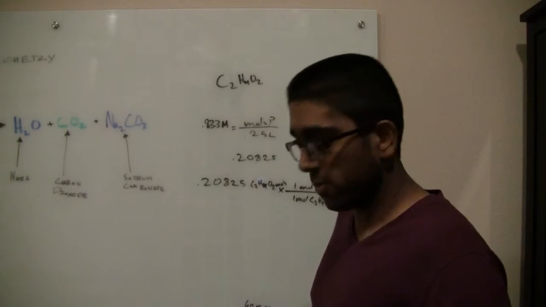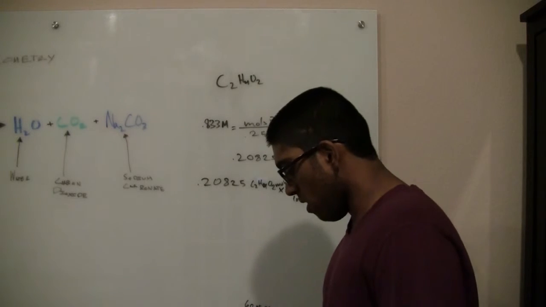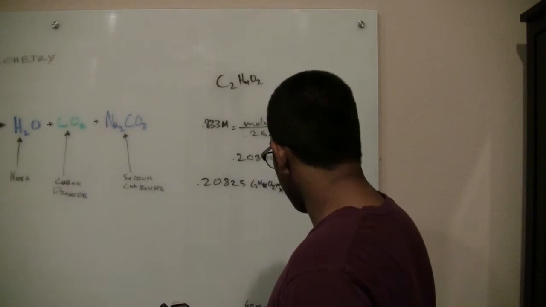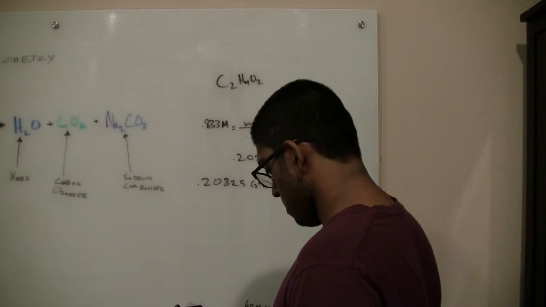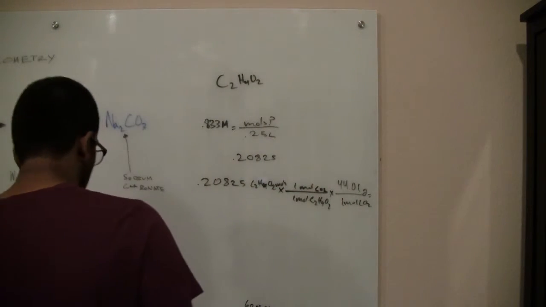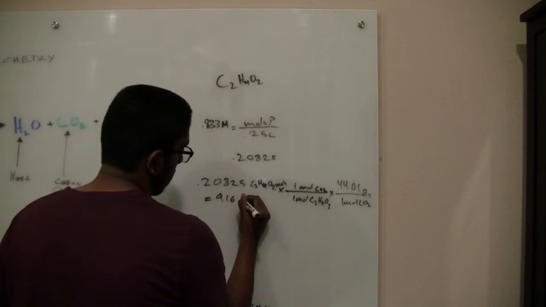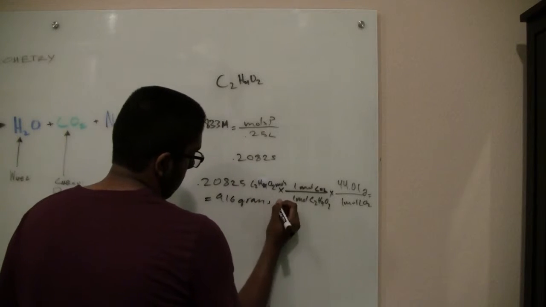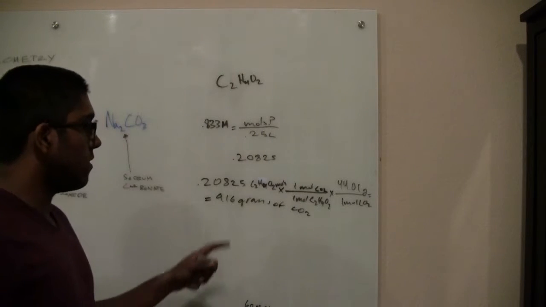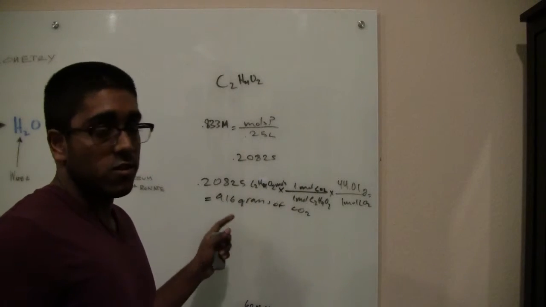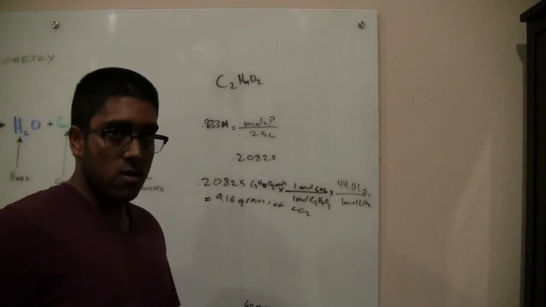And let's take out our calculators to do this. So 0.20825 times 44. That's 9.16 grams of CO2, and this CO2 is how much the maximum it can generate by using all of the 250 milliliters.